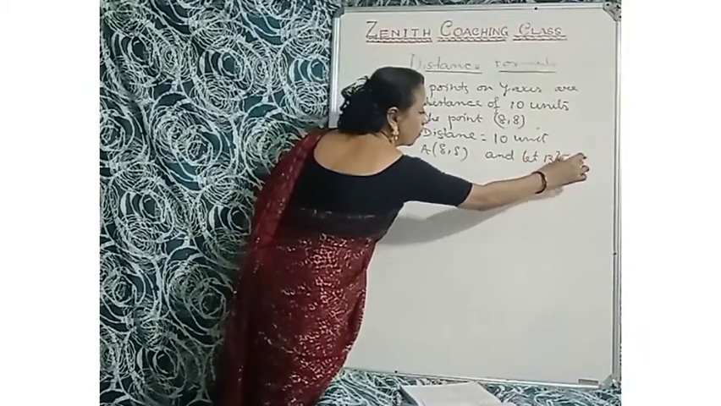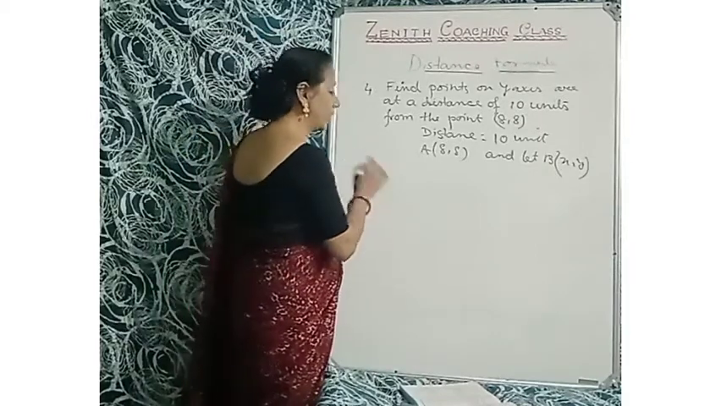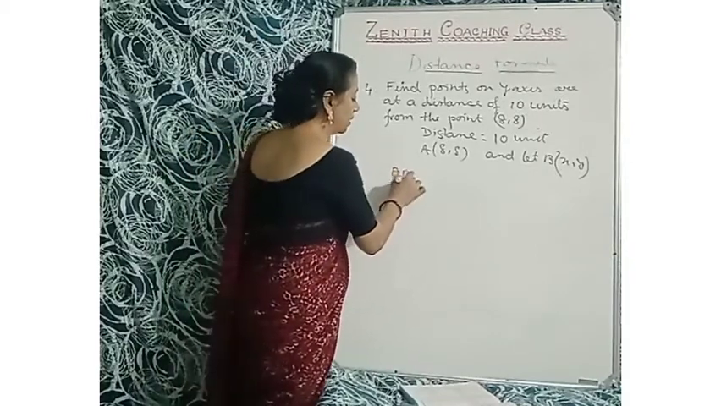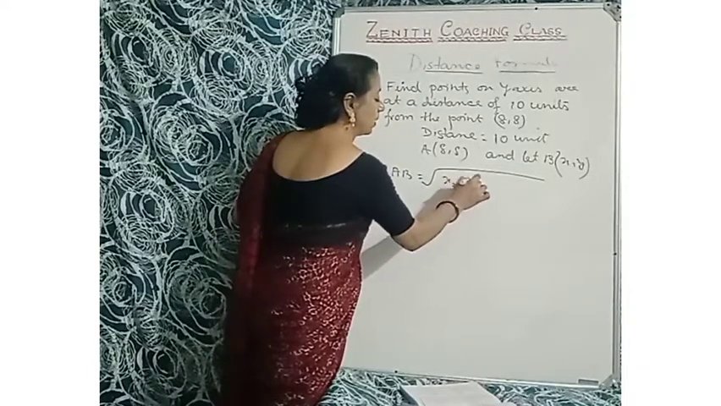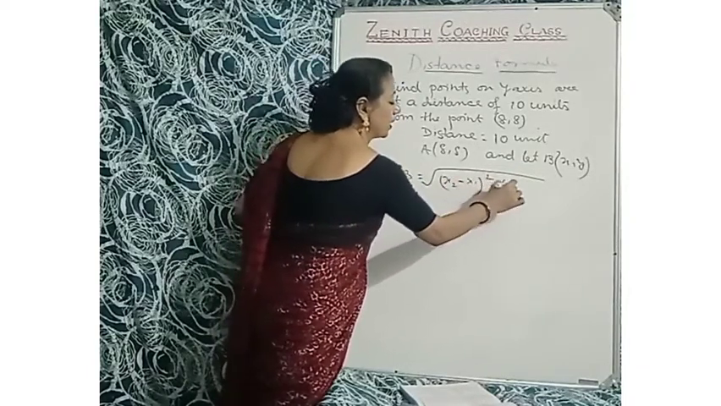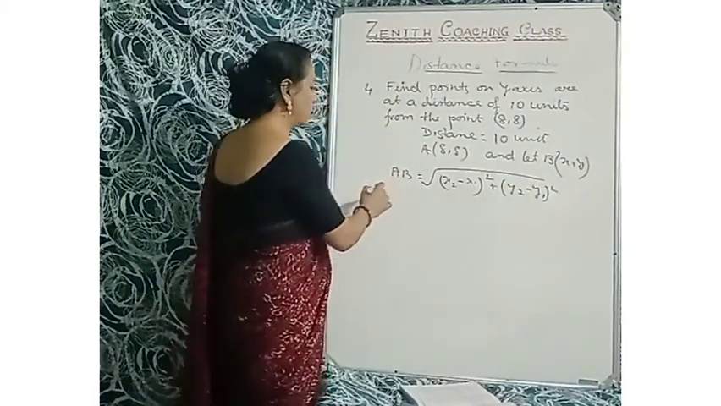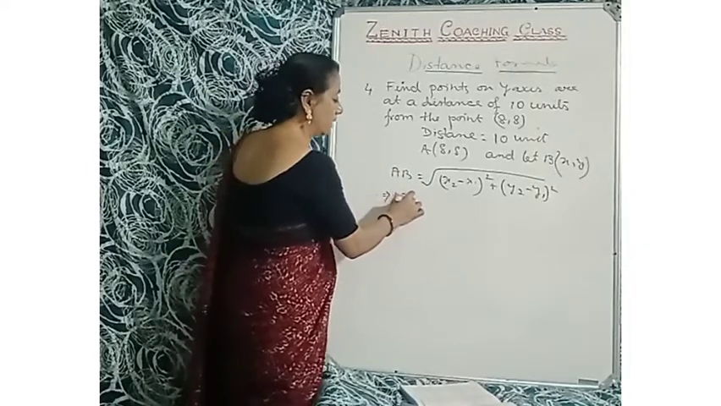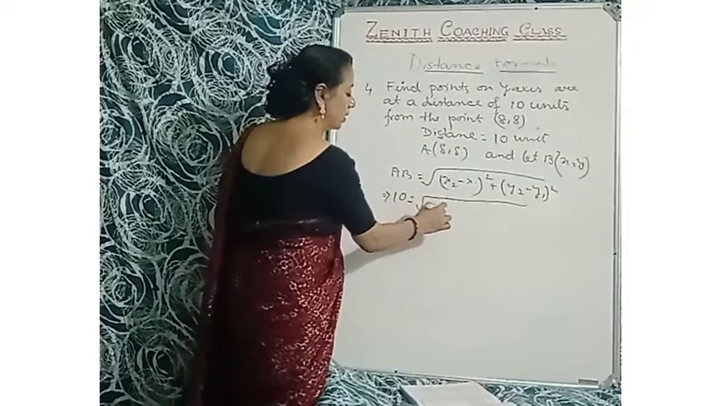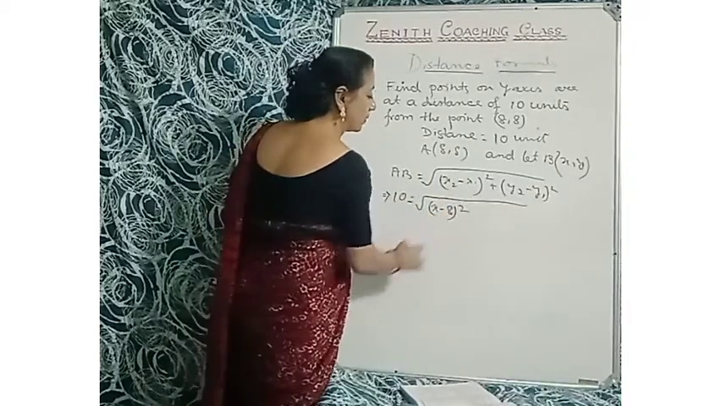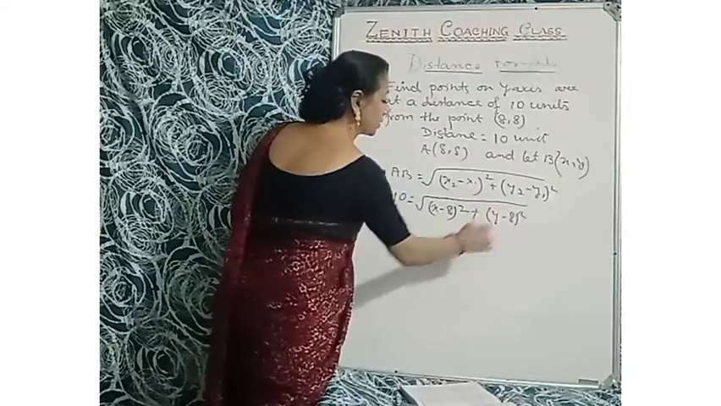And let B be (x, y). So with the formula, what I can write is AB equals root over (x2 minus x1) whole square plus (y2 minus y1) whole square. So AB is here 10 units. That is 10 equals root of (x minus 8) whole square plus (y minus 8) whole square.